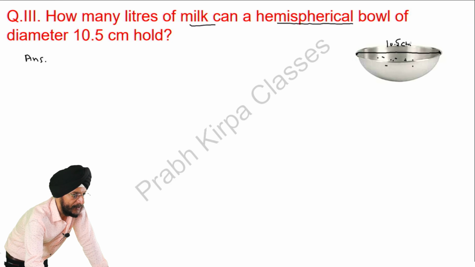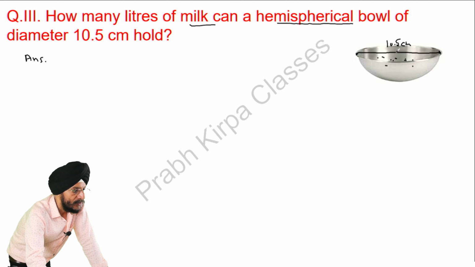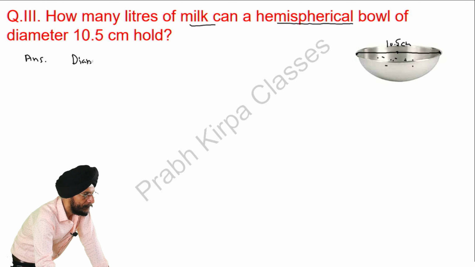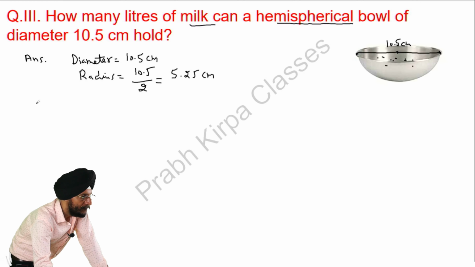So this is the diameter. For the purpose of calculation of volume, we take half of diameter, that is we will calculate radius. Radius is half of diameter. What is given? Diameter is equal to 10.5 centimeter. So radius is 10.5 over 2 because radius is half of diameter. It will come as 5.25 centimeter.